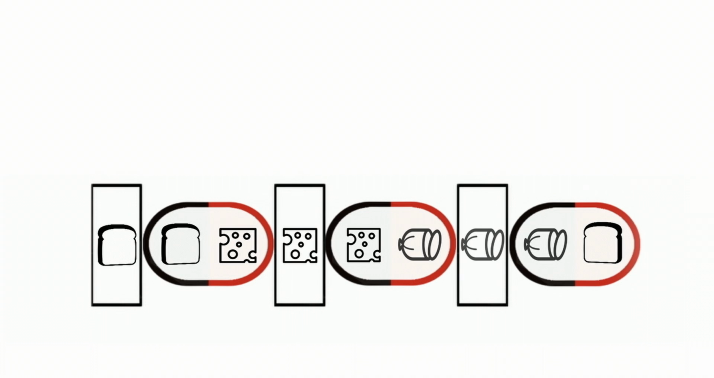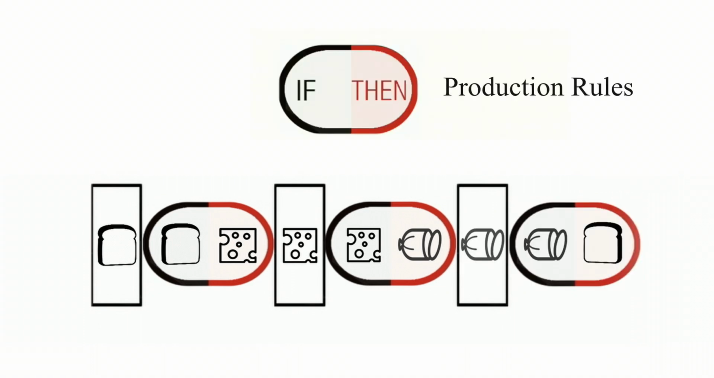This completes our sandwich. From this we can see a simple pattern. If, then, match, fire, condition, action. This is the nature of production rules that are hypothesized to lie at the base of human cognition.